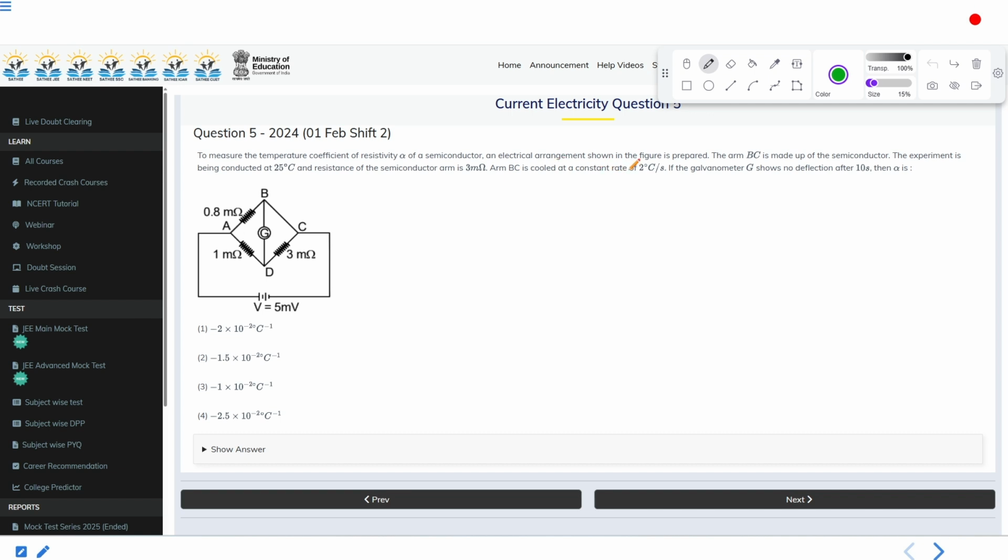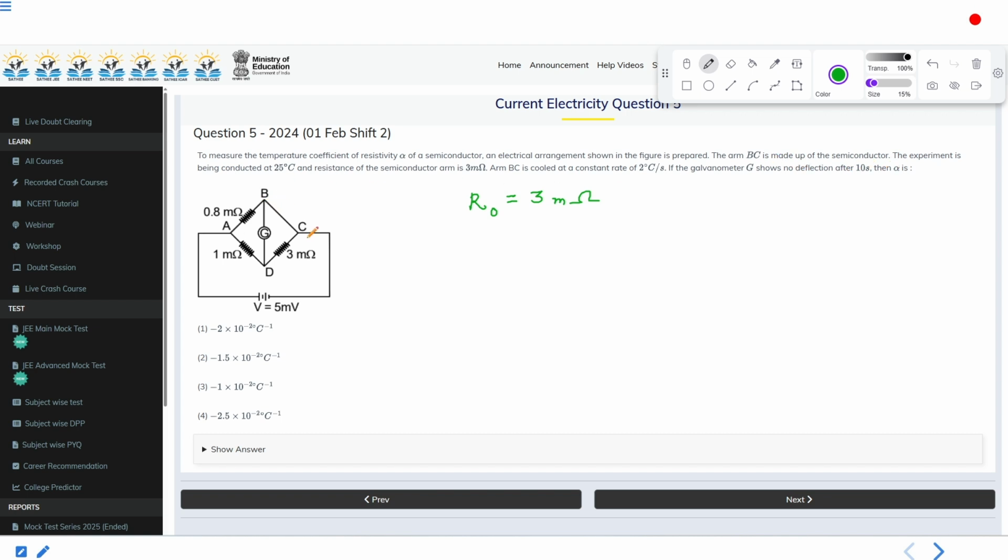The arm BC is cooled at a constant rate of 2 degrees Celsius per second. So it is the cooling rate. If the galvanometer G shows no deflection after 10 seconds, then alpha is? Okay, so we know that the reference resistance at 25 degrees Celsius, means at room temperature, is 3 milliohm. It is given.